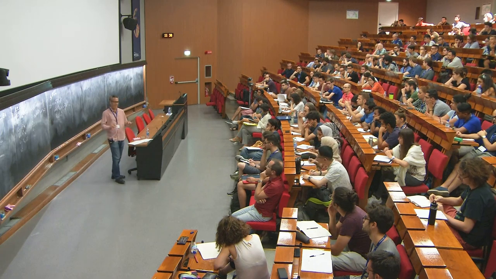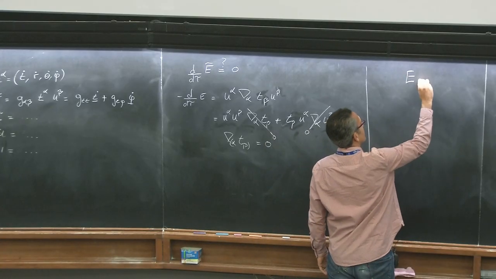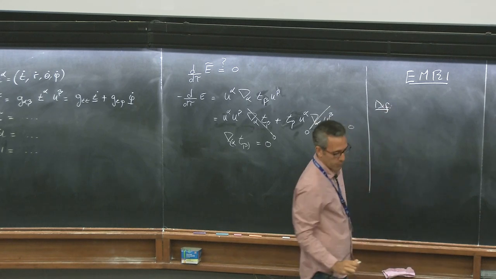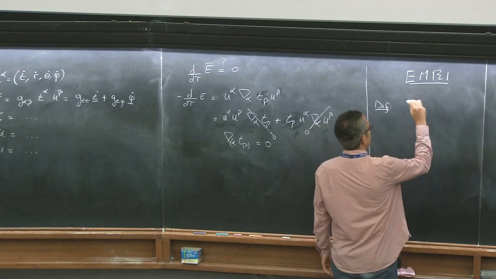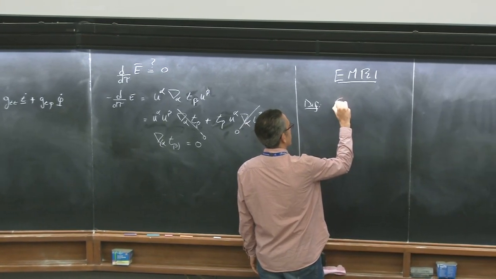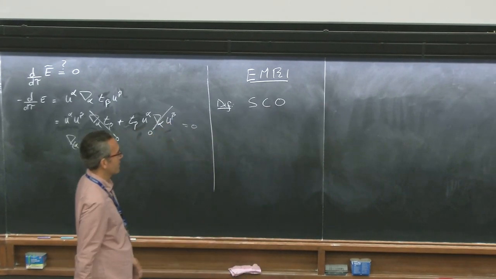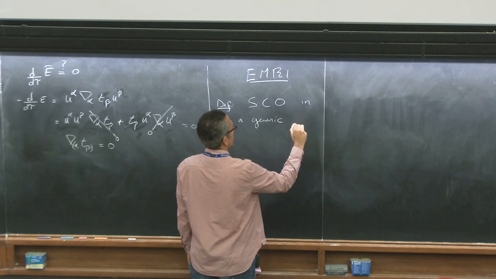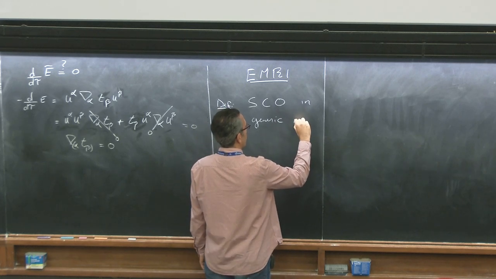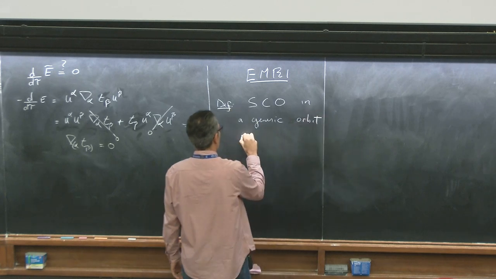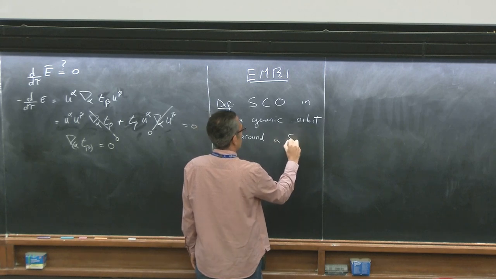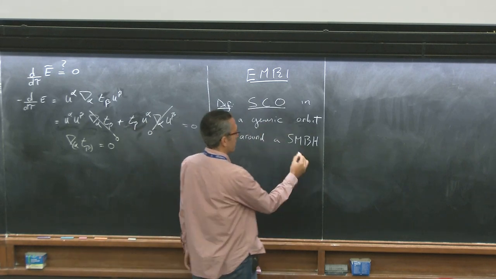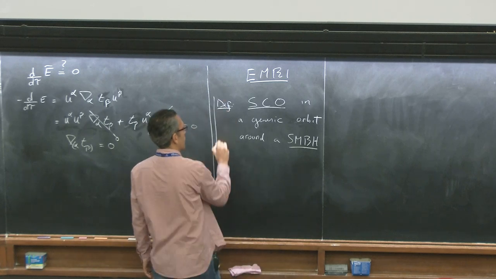Okay, good. So now that we've warmed up, let's look at EMRIs. An EMRI is defined, so the definition, I'm going to do it the math way. It's a stellar mass compact object, which in my life is abbreviated as SCO, because I don't want to write that a million times, in a generic inspiral or orbit around a supermassive black hole. So there are two acronyms for you: stellar mass compact object and supermassive black hole. Okay, so that's our little definition.